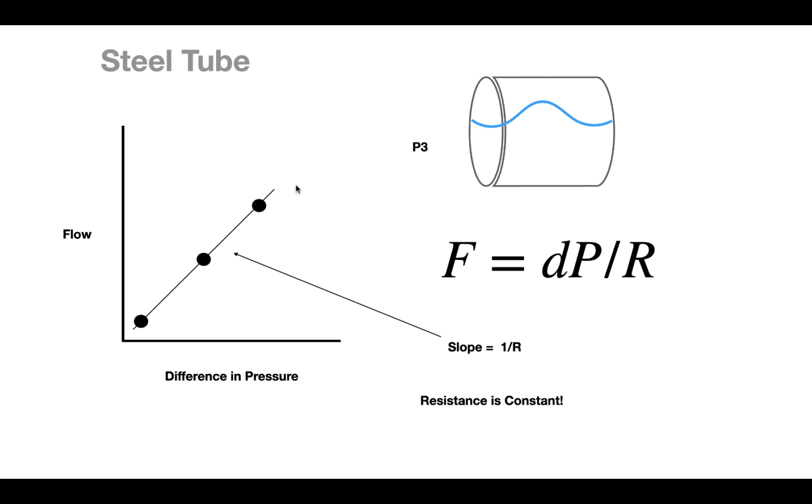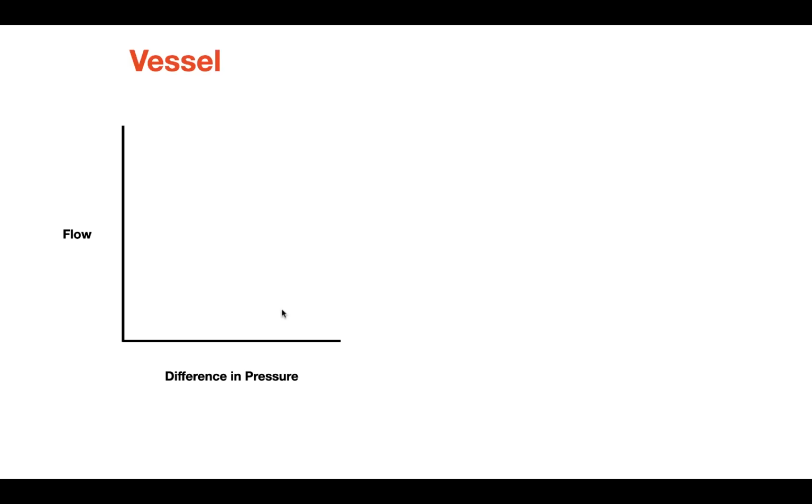And this should make sense because resistance is going to be inversely proportional to the radius, and since the radius inside a steel tube is not changing, then the resistance shouldn't be changing either. So now let's do the same thing but with a vessel.